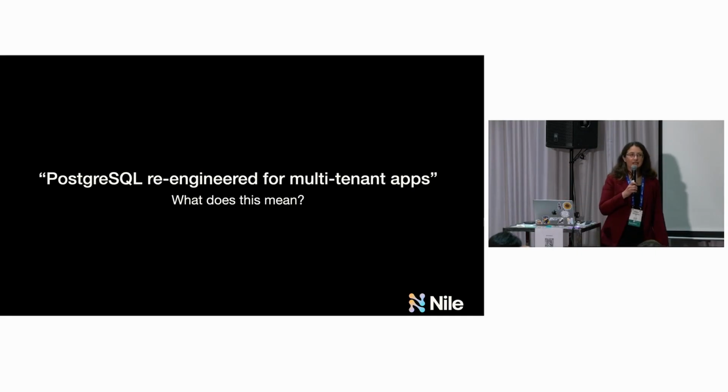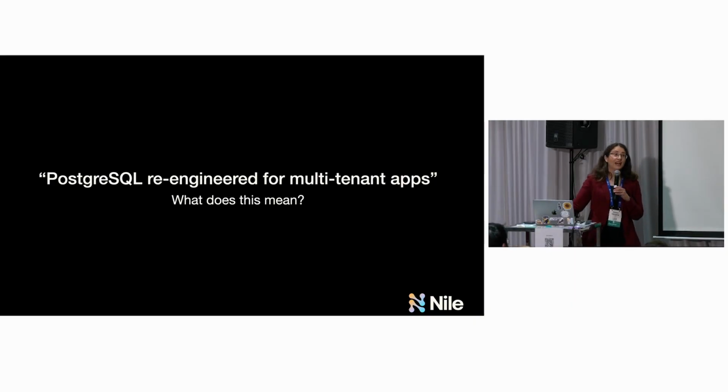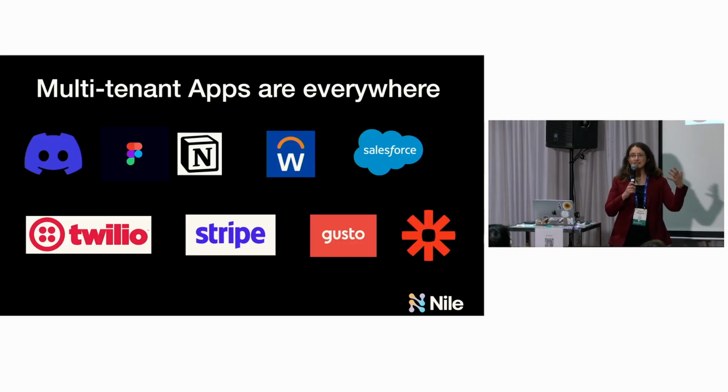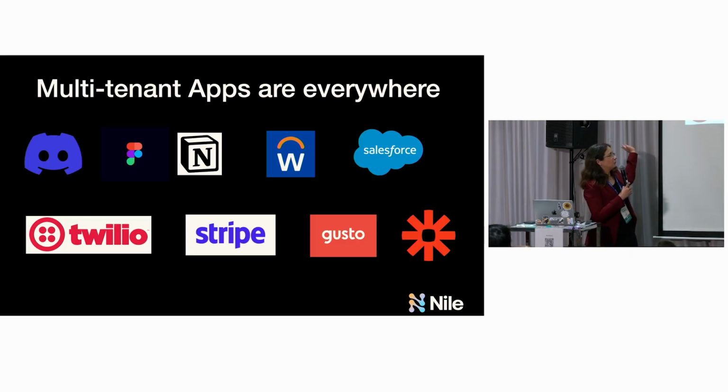Okay, so what do I mean by rethinking Postgres for multi-tenant applications? First of all, what are those multi-tenant applications? Basically, anytime you have an application that serves a lot of customers on the same application stack, we think about it as a multi-tenant application. And hopefully you recognize at least some of those logos. I tried to pick the biggest and most popular examples out there. There are obviously hundreds of thousands, millions of those types of applications out there. And it's not new. Some of those have been around for a very, very long time, decades.